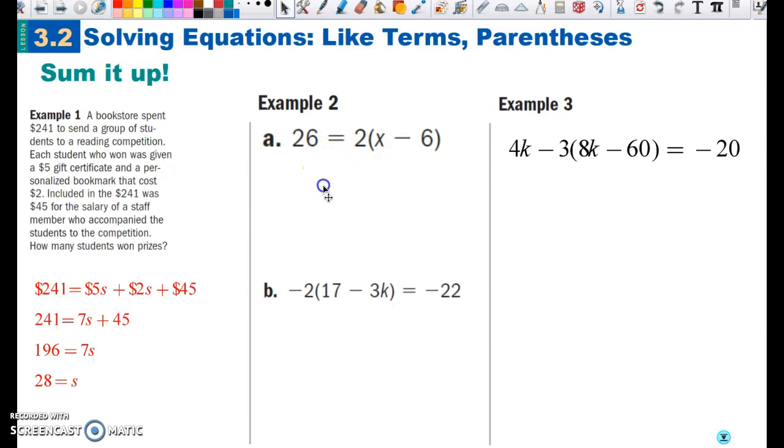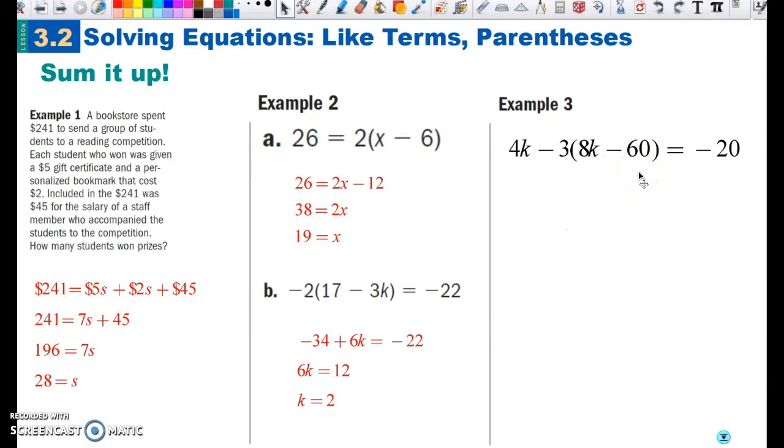Example 2. Distribute. Add 12. Divide by 2. Distribute. Notice that I multiplied a negative times a negative and got a positive 6k. Add 34. Again, when I add 34 to negative 22, I get a positive 12 because the absolute value of 34 is greater than the absolute value of negative 22. Divide by 6, k is 2.